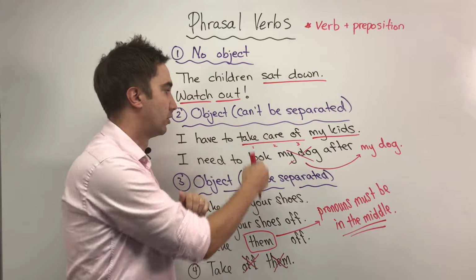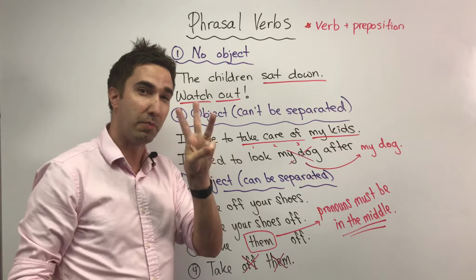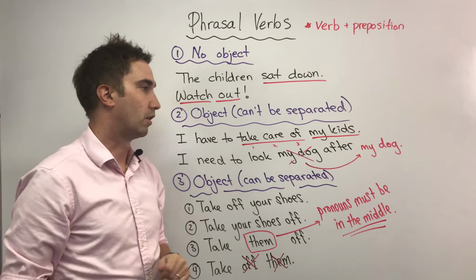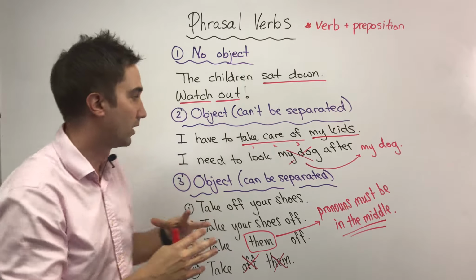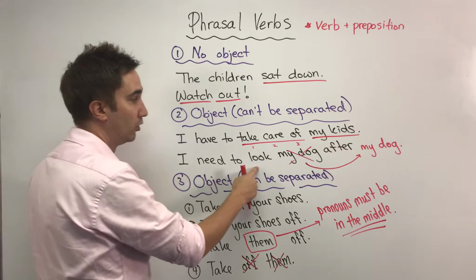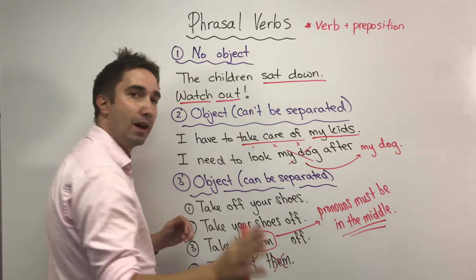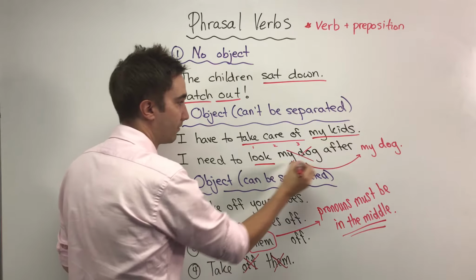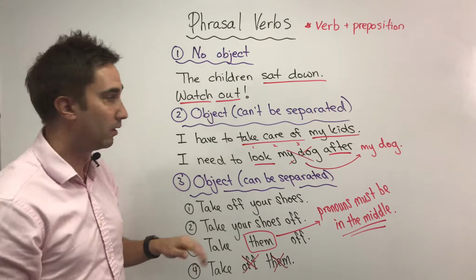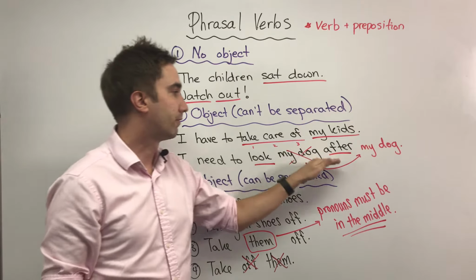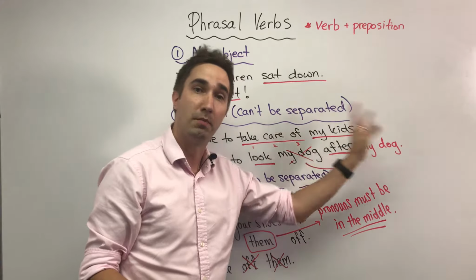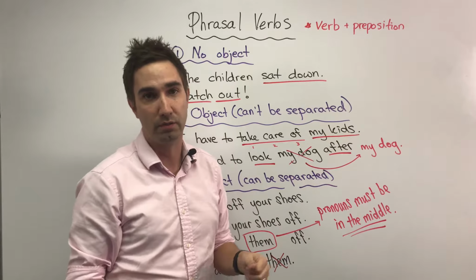This phrasal verb, take care of, is a three-part phrasal verb. Take care of has to stay together, right? For example, I need to look my dog after. I can't do that because look after must stay together. So I need to look after my dog. The object must go after the phrasal verb.